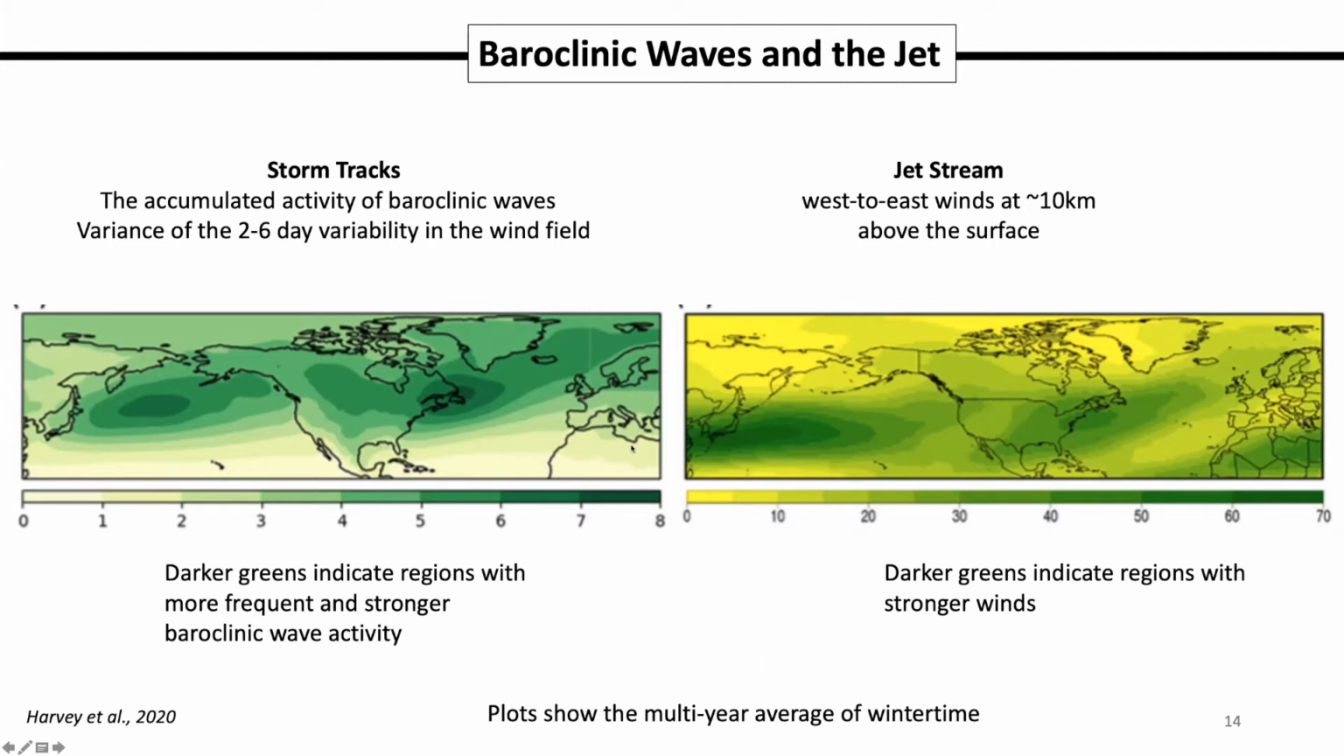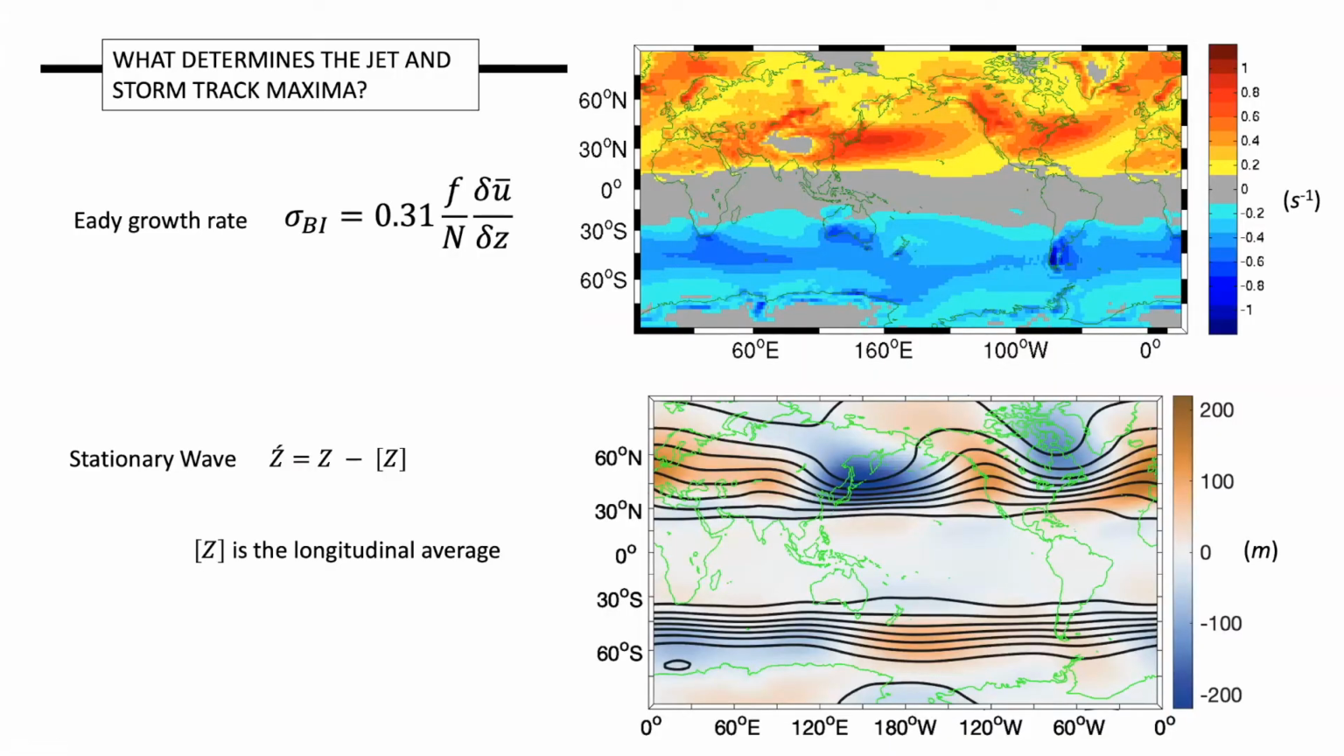Why are these located where they are? Well, I introduced before this eddy growth rate, right? And we can go back and actually plot the eddy growth rate, and we actually find this maximum that corresponds to the region where our storm tracks are growing. And you say, okay, well, that's kind of prescriptive. Why is this so strong here?